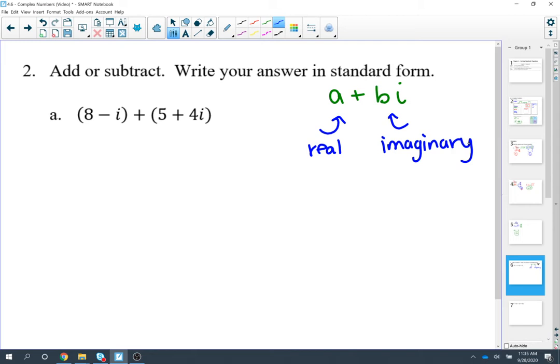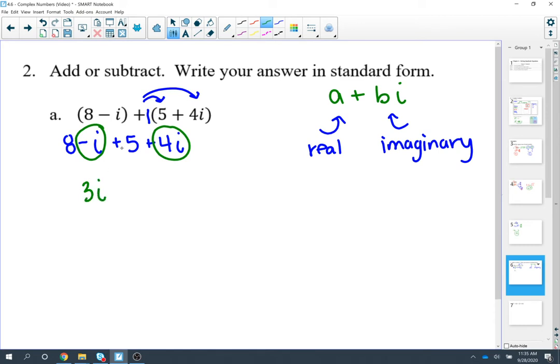Now, when you're adding with imaginary numbers, we have parentheses. My first question would be, are the parentheses necessary? And in this case, not really, because there's like a positive 1 here. And if I distribute a positive 1, nothing's going to change. So we're going to have 8 minus i plus 5 plus 4i. At this point, we're going to combine like terms. So I have a negative i, and I have a 4i, which is going to make 3i. Then I have an 8, and I have a 5, which is 13.